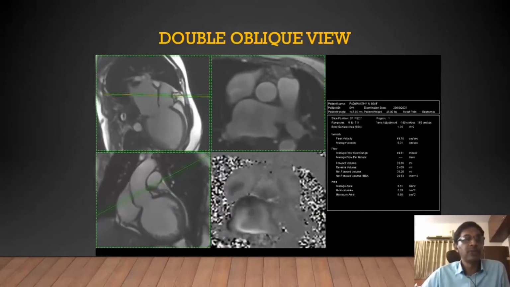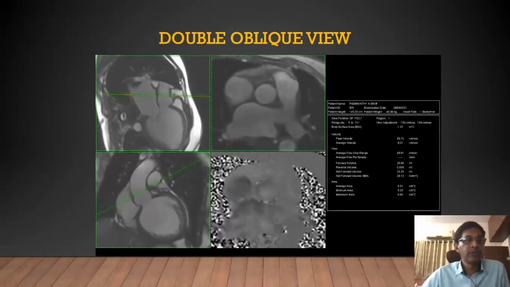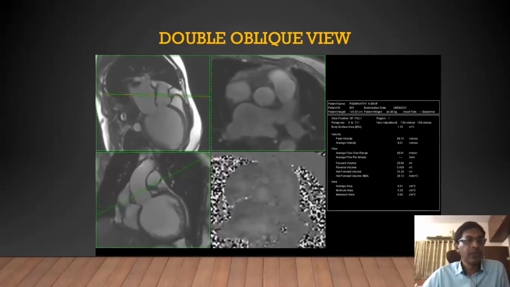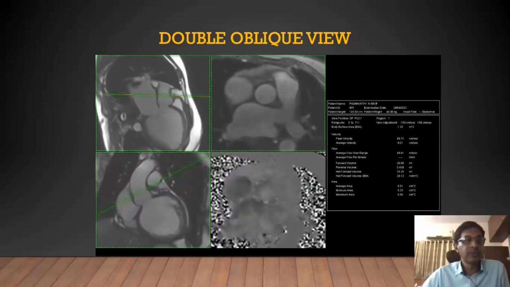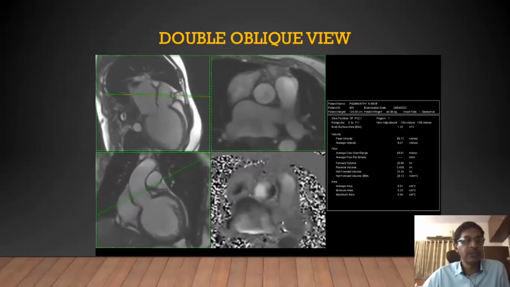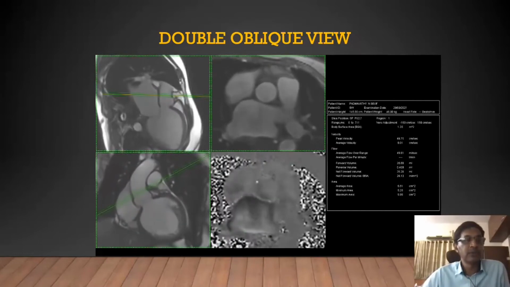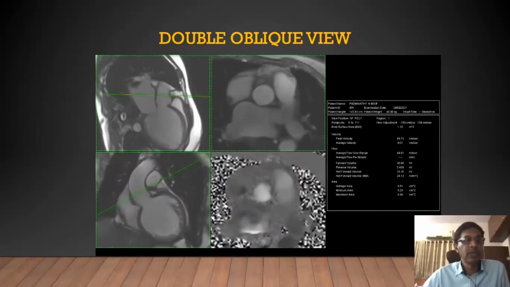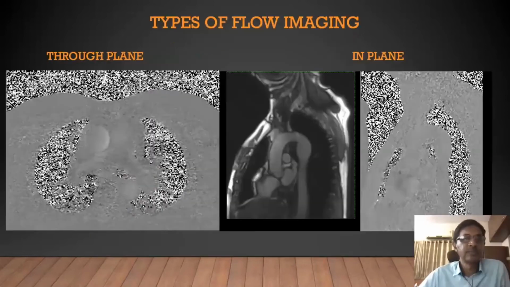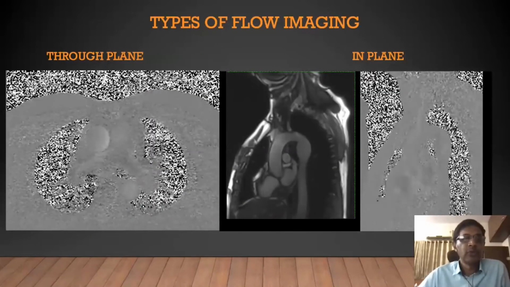Now, this is the way to get a double oblique view to get a perfect flow. Here the aortic flow is being assessed. A 3-chamber view and a perpendicular view across the LVOT are obtained, and a plane which is perpendicular to both of them is obtained to get the flow images, and we could delineate the flow across the aorta.